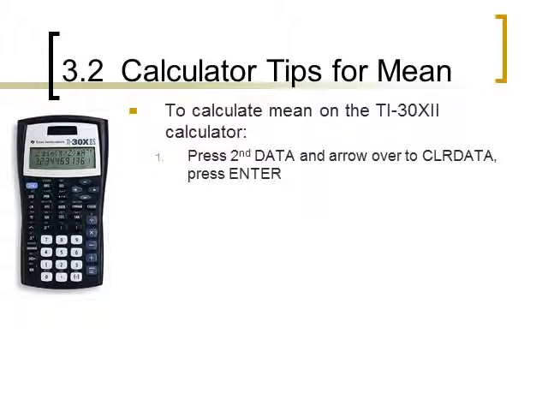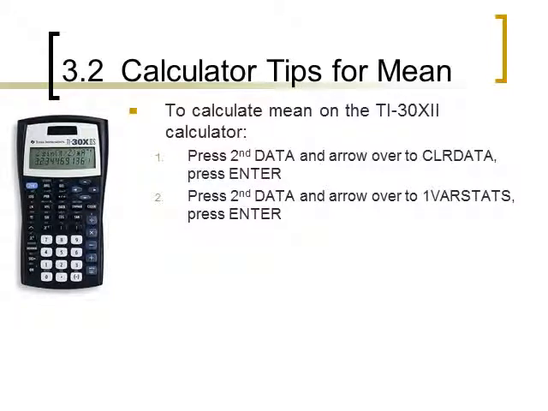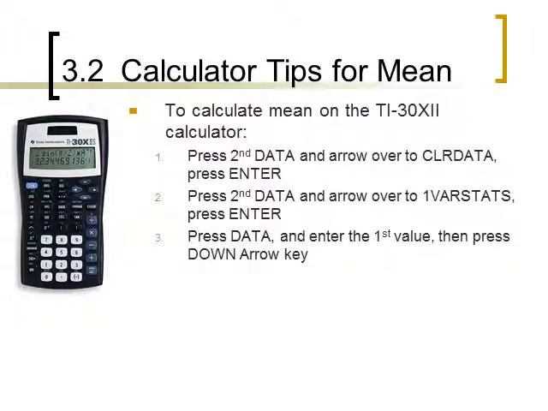The first step to find the mean is press the blue second button, which is the top left corner, and then after that press the data key. The data key is above the number 8. Press second data and then use your arrow button, which is at the top right hand side of your calculator, and keep pressing the right arrow until it says clear data. Once you underlined clear data, press enter. Now press second data again and arrow over to 1 var stats, and then press enter. This sets your calculator up in stat mode. At this point, you're ready to type in the numbers.